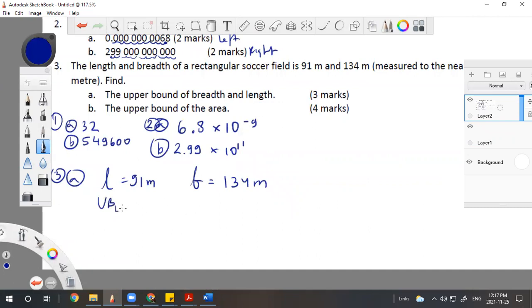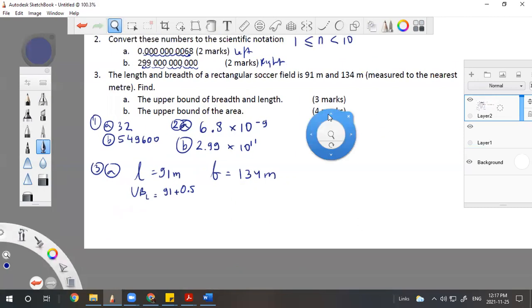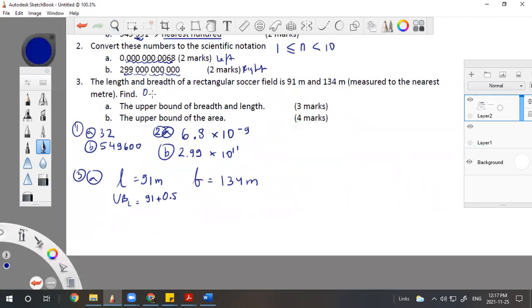Upper bound of the length, what is it? 91 plus, right? Nearest meter, so 0.5. That's what you need to understand. Nearest meter means 0.5 times 1. That's the plus minus thing. Plus for upper bound, minus for lower bound. The upper bound of the breadth is 134 plus 0.5. So I just write it down like this and like this. That's all for question A.